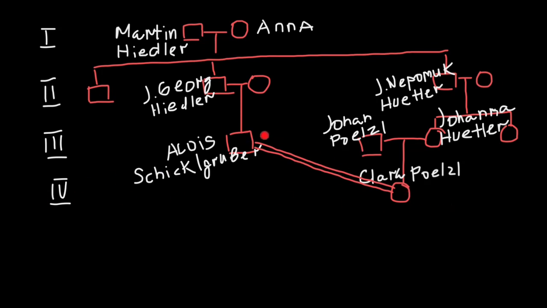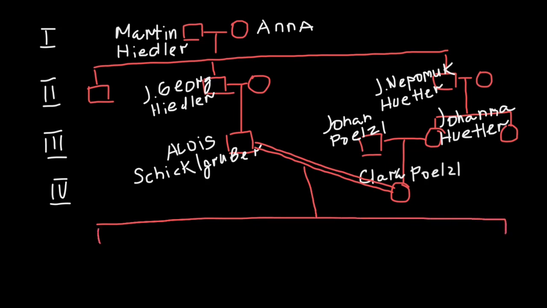So there is about 23 years difference between them. And this couple had 6 children. So 1, 2, 3, 4, 5, and 6. They had children in this order. First a boy, then a girl, then a boy, then a boy, then a boy, and a girl.